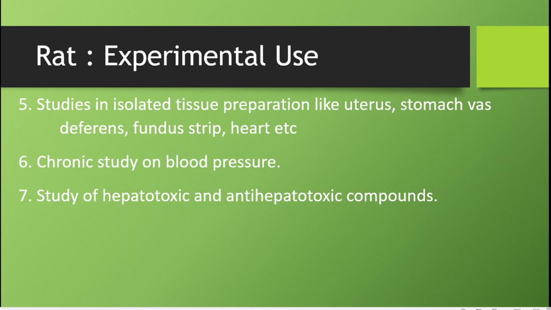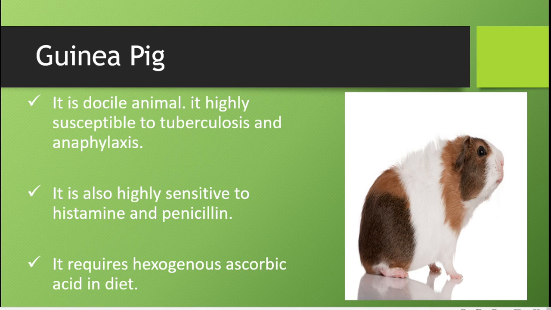The isolated parts of the rat can also be used to study various drugs which act on parts like the uterus, stomach, fundus strip, heart, etc. We can also perform chronic study on blood pressure using rat. We can also study the effects of hepatotoxic and anti-hepatotoxic compounds by using rat.